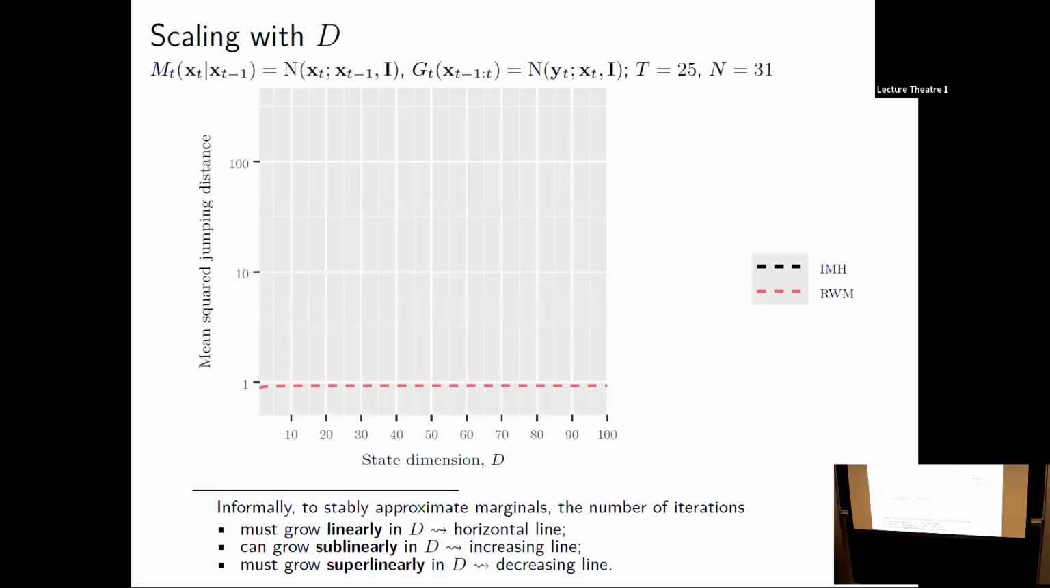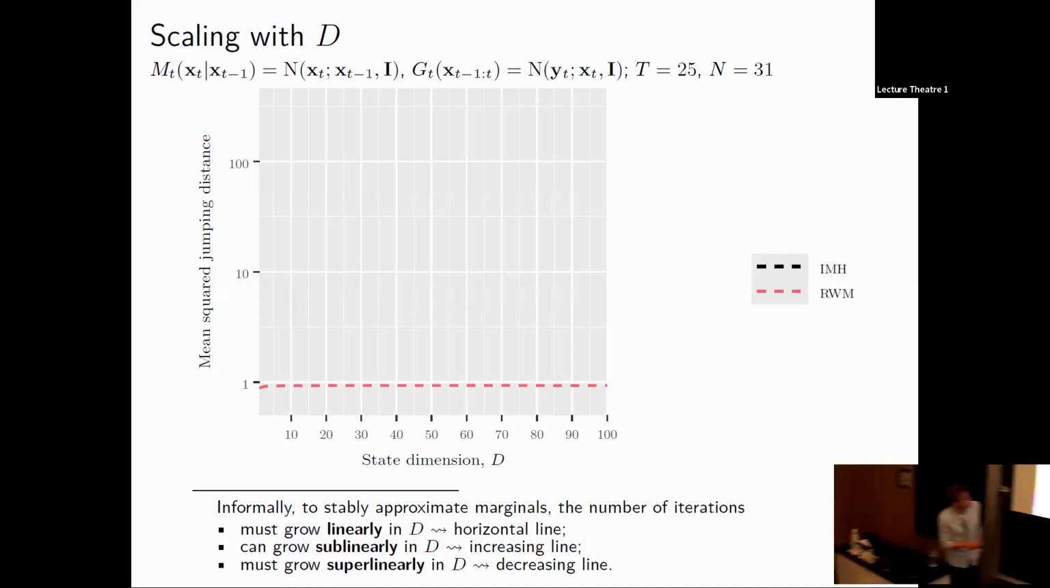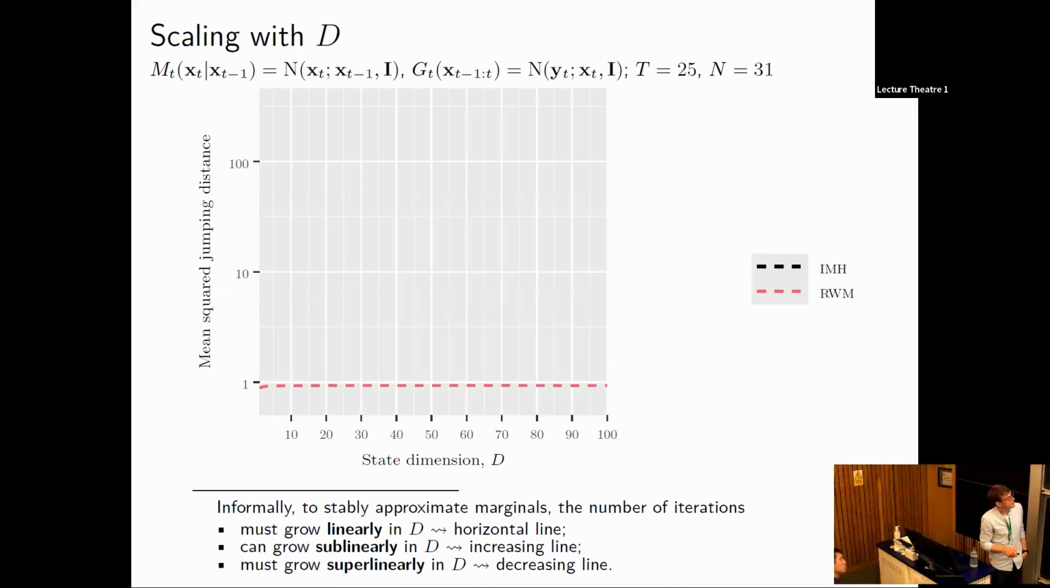Okay, so how does this look? Well, so now in our picture here, we see that we get some kind of stable behavior with dimension. Yeah, so we know that if we grow the number of iterations linearly with the dimension D, then we can stably approximate fixed dimensional marginals of our target. Yeah, so that already is progress.